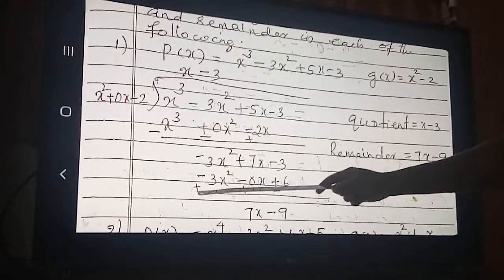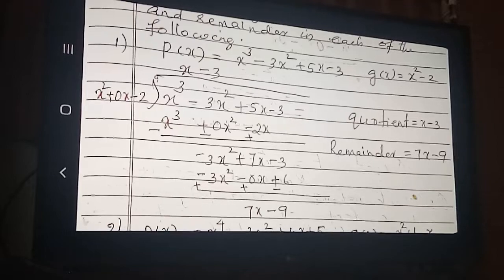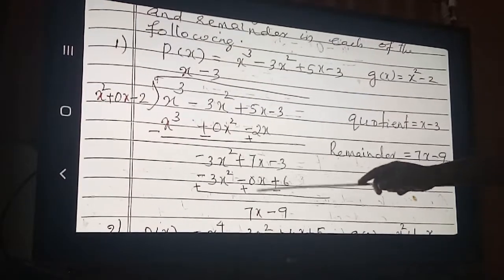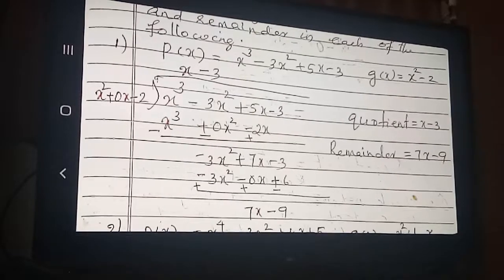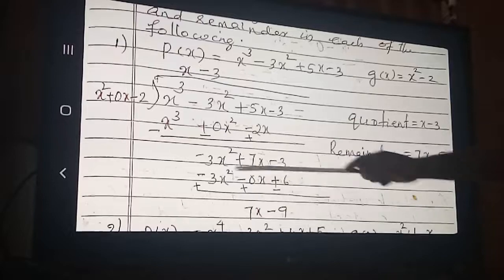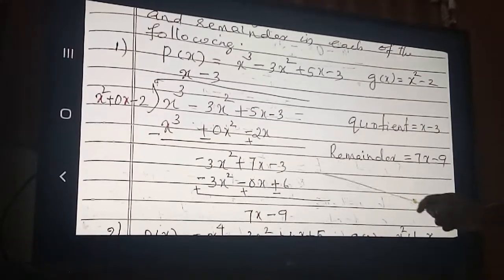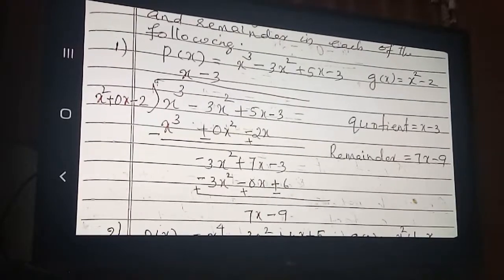Now as usual change the sign and add them. Here upside which sign coming? Minus coming plus right, plus coming minus right. Here upside, here also same. Here also plus coming, so minus 6 right. Now add them. Minus 3x square plus 3x square 0, plus 7x plus 0x, 7x coming, minus 3 minus 6, minus 9 coming. Therefore division over.